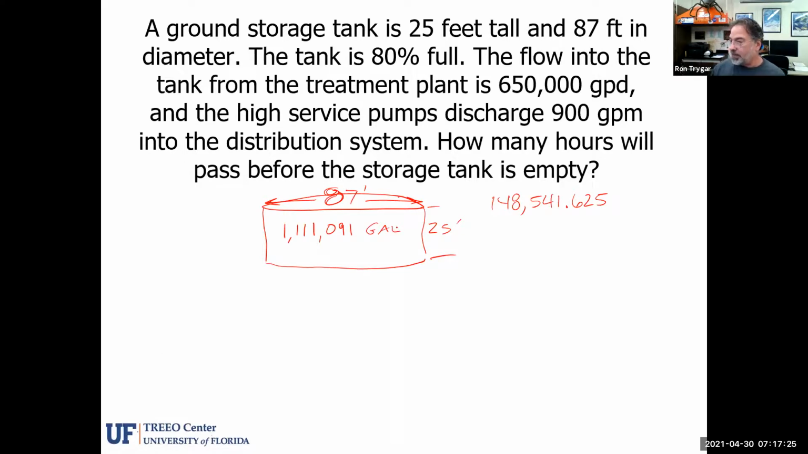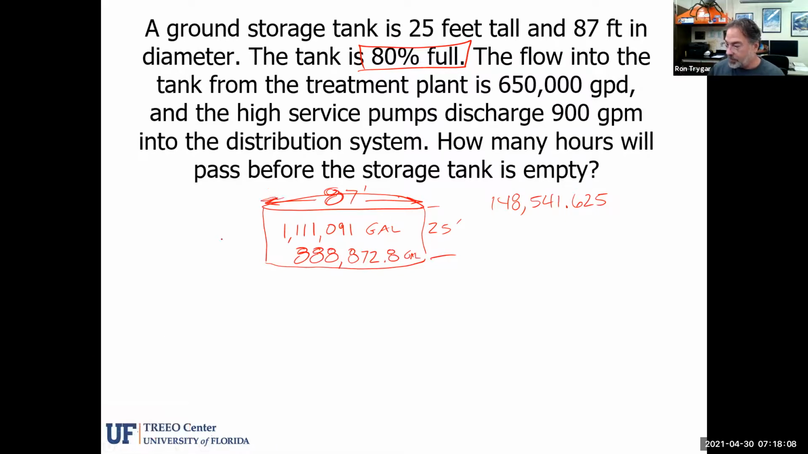All right, so are we finished? No, we're not finished yet, because don't forget, the tank is only 80% full. So what we need to do now is figure out the true amount of water in the tank. So you got your number of 1,111,091, and now we're going to multiply this by 80%, so 0.8, which is going to give me a true tank volume, or gallons rather, of 888,872.8 gallons. All right, there we go.